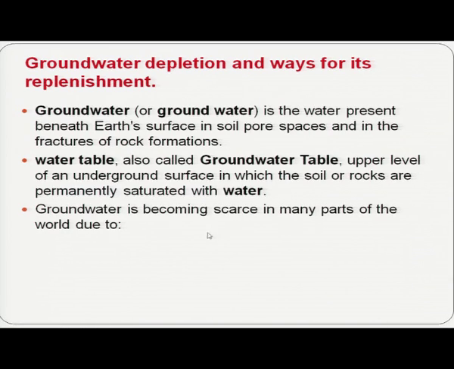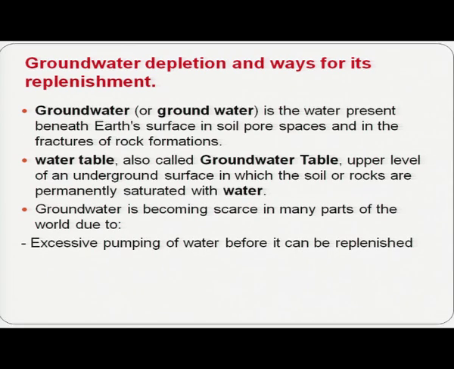Groundwater is becoming scarce in many parts of the world due to, again, what might be the reason? Yes, whatever environmental issues we are learning, we know that human activities are the most important contributor in all the deteriorating factors of the environment. So, we are excessively pumping out water from the ground before it can be replenished naturally. Again, the groundwater also has a tendency to replenish itself by the cycles present in nature, the hydrological cycle, water cycle and all.